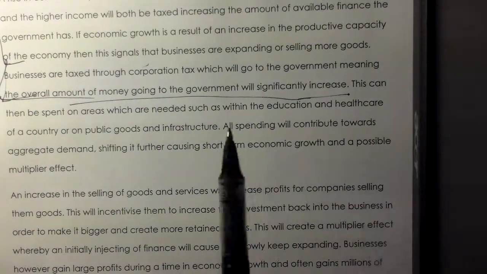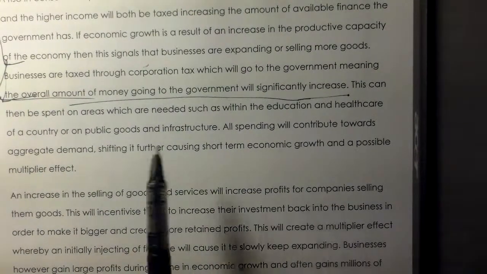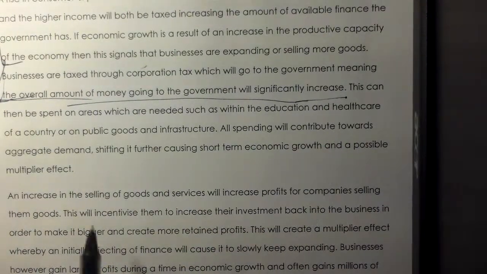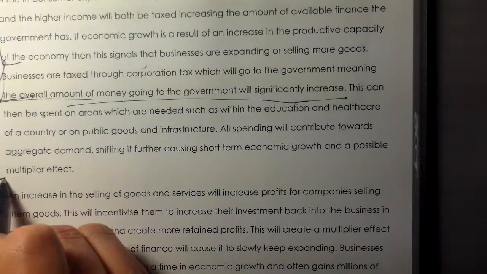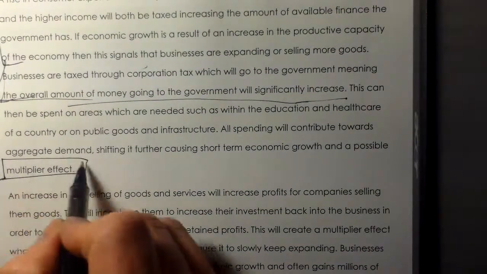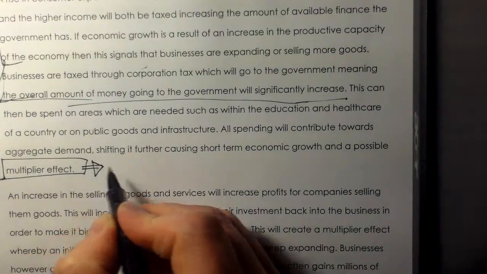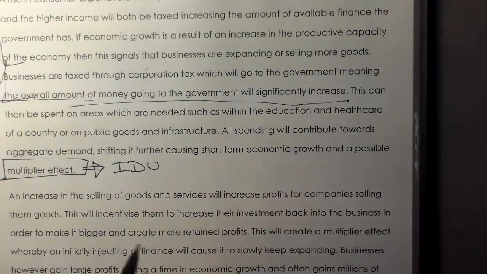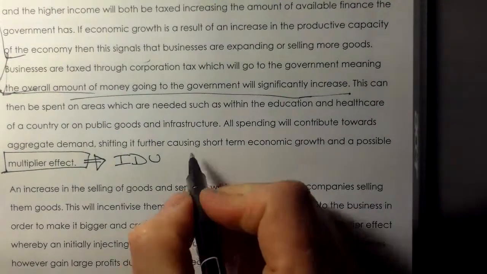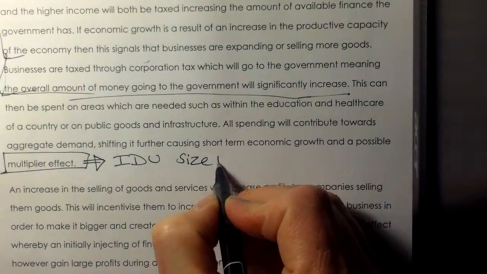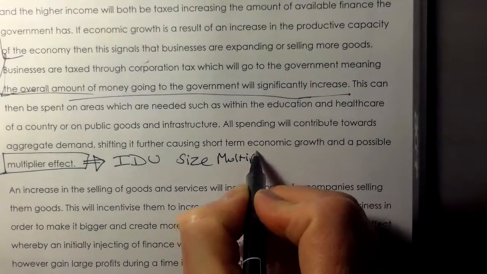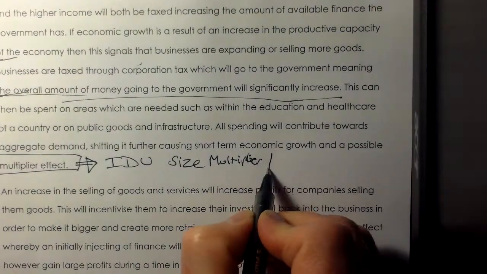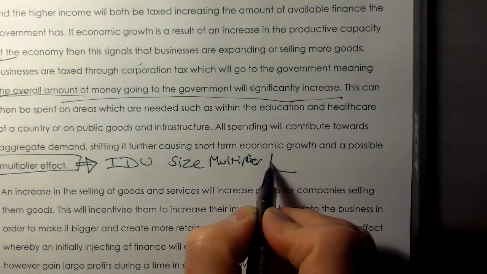This can be spent on areas needed in education, healthcare of a country, on public goods and infrastructure. All spending will contribute towards aggregate demand, shifting it further, causing short-term economic growth and possibly a multiplier effect. This multiplier effect, I think, would improve the economy as if it was used as an it depends upon point. So it depends upon the size of the multiplier. It's a very nice step, because if it is a large multiplier, then it's likely that the economic growth rate will be greater as well.